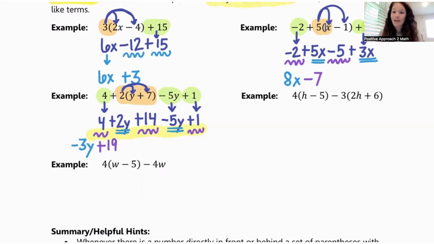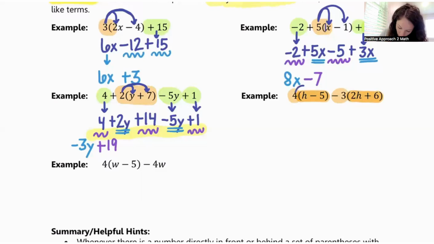The fourth example has 2 sets of parentheses, and that's not to panic. You just have to distribute twice. So this first set, this 4 goes with this set of parentheses. And then you see this negative 3, it goes with the set to the right of it, or the set of parentheses to the right of it. So we're going to have to distribute twice here.